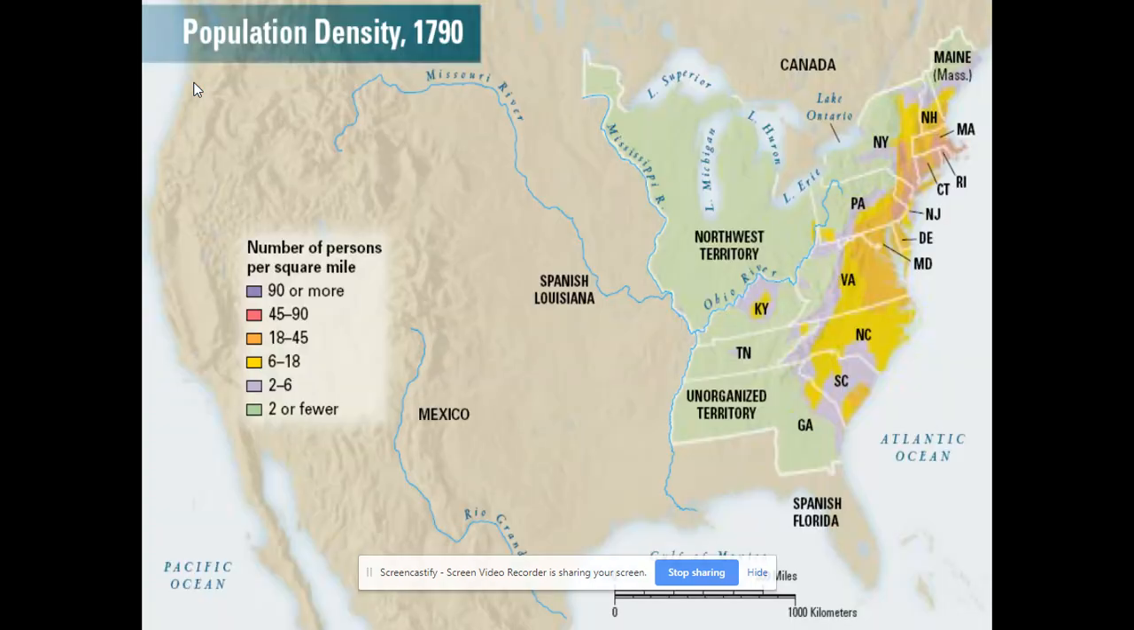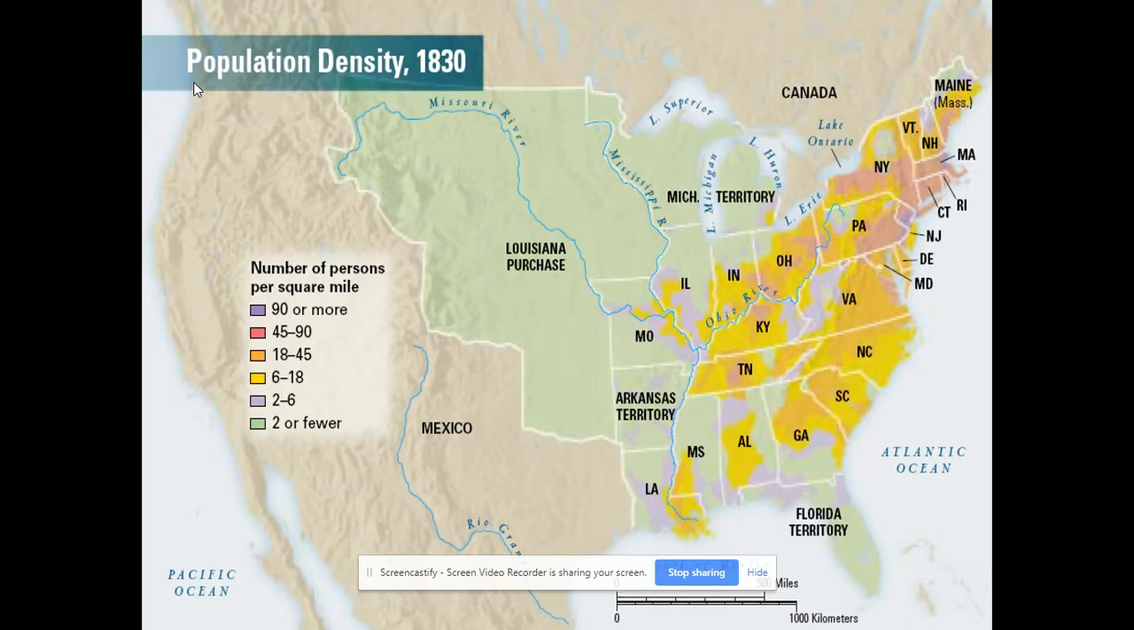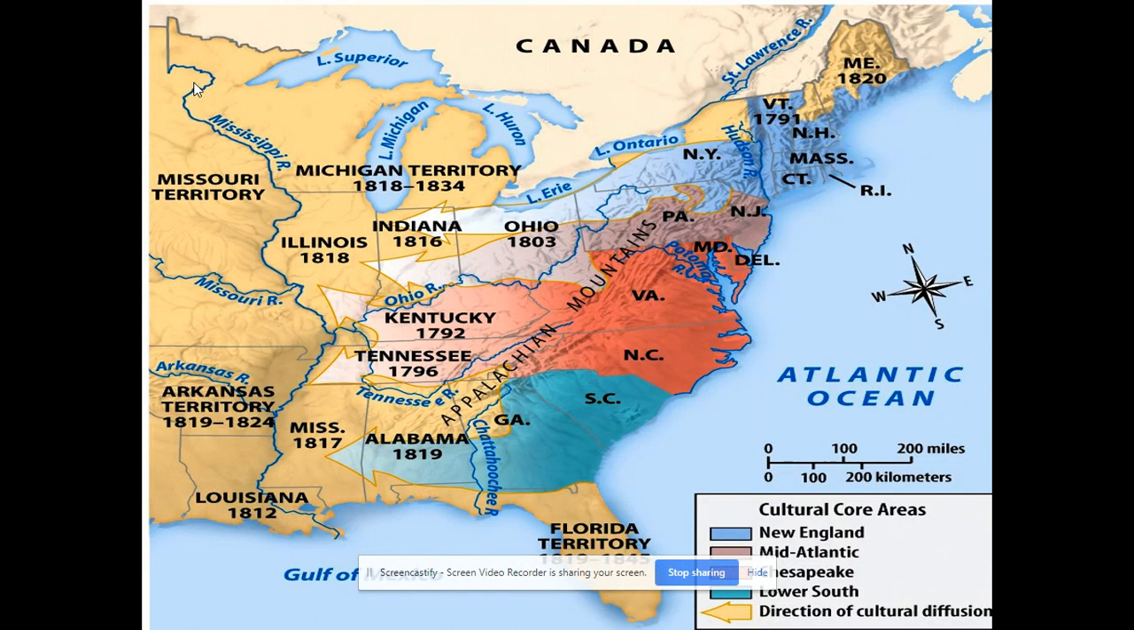Now, I want to show you the population density in 1790. You can see that the majority of the American population are living east of the Appalachians. A little bit have gone into western Pennsylvania, a little bit into Ohio, some into Kentucky, and a little bit into Tennessee. And then boom, by 1830, more of the population is moving west of the Appalachians, and it's going to increase even more.